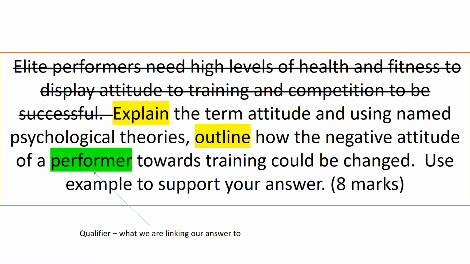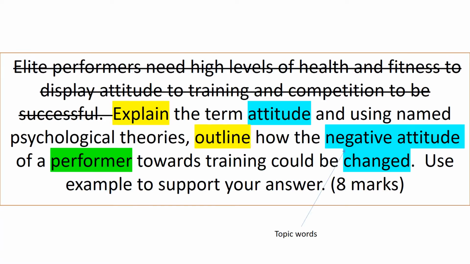I want you to read the question again, this time using a different coloured highlighter pen again. Can you highlight any topic words that you think would be useful? Click Next to check your answers. Now for me, the topic words which are essential here, first of all is the term attitude, and then negative attitude and the fact that it needs to be changed. Those for me are probably the four main topic words that I would need to be aware of.